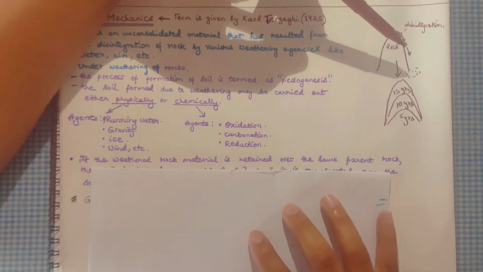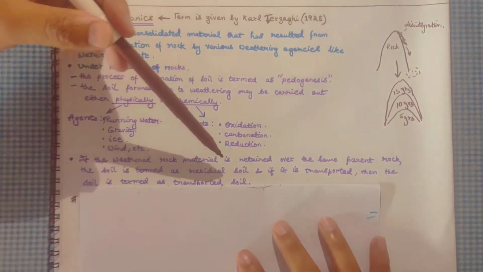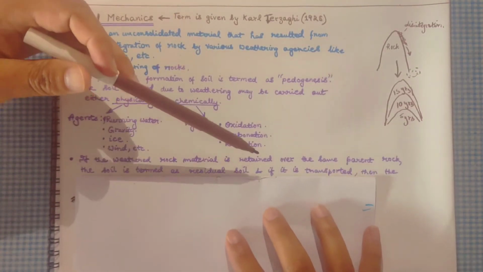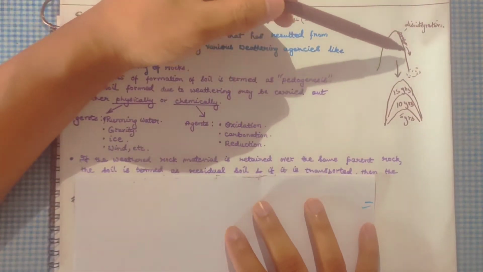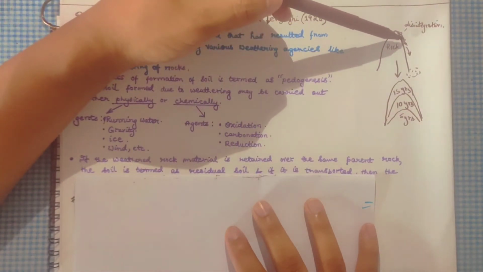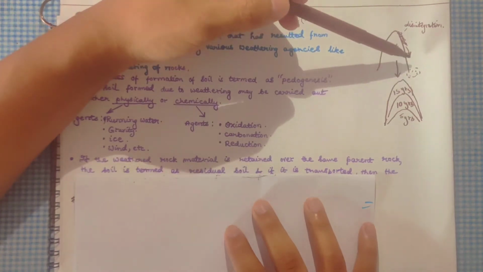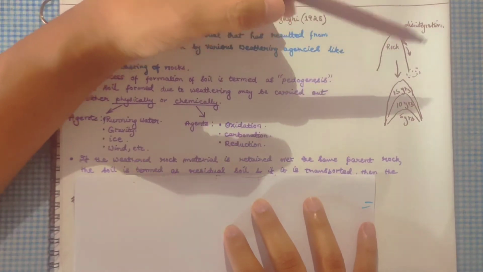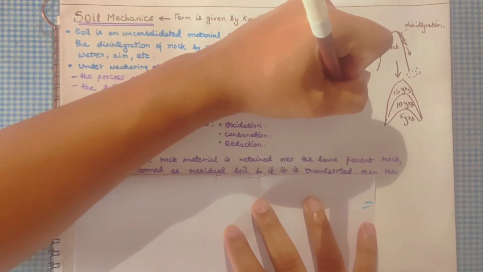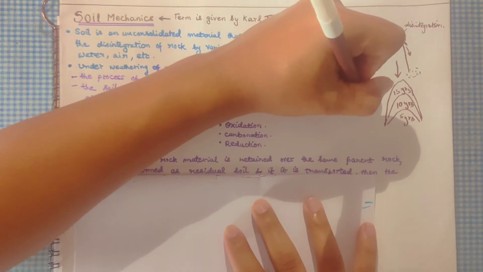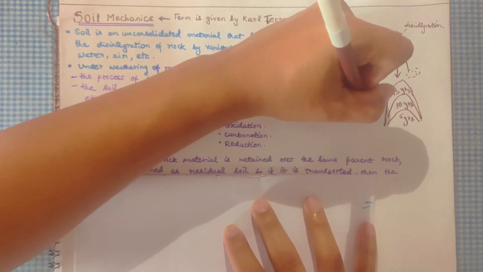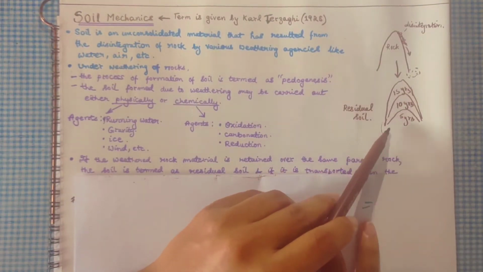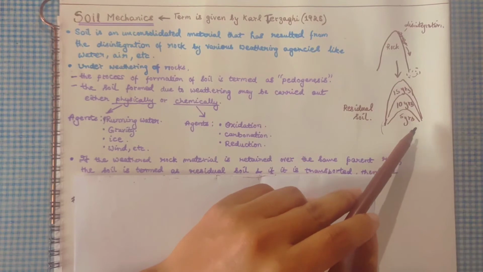If this weathered rock material is retained over the same parent rock, the soil is termed a residual soil. Suppose this is the weathered soil. If it stays within close proximity or in the same area, it is called a residual soil. Like this, 5 years still in the same place, 10 years it builds up more and more.